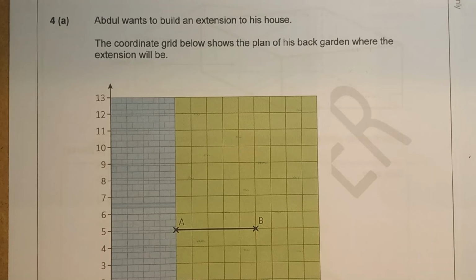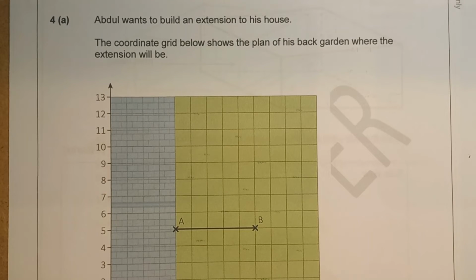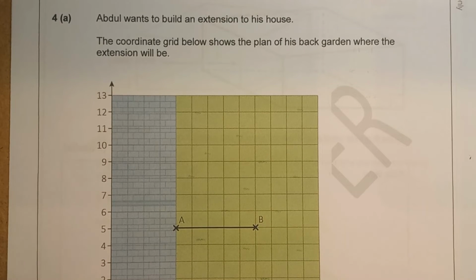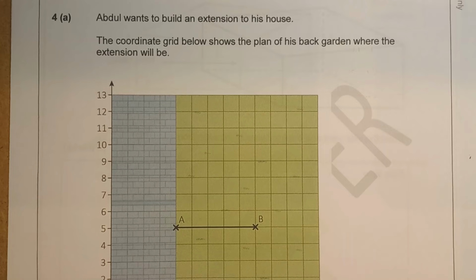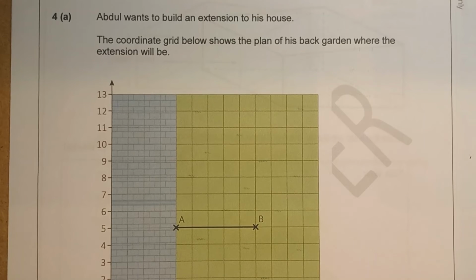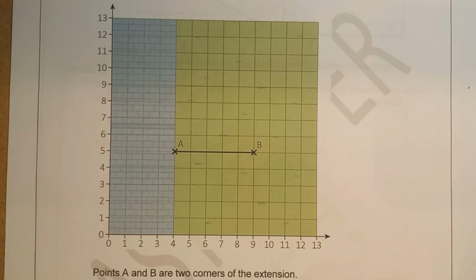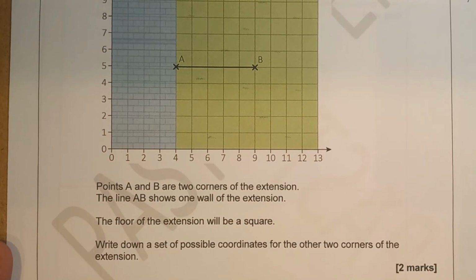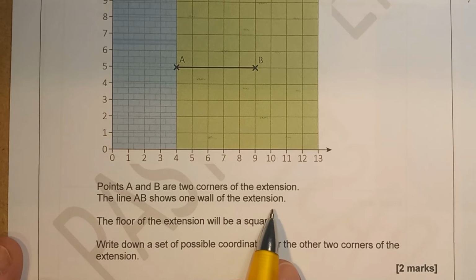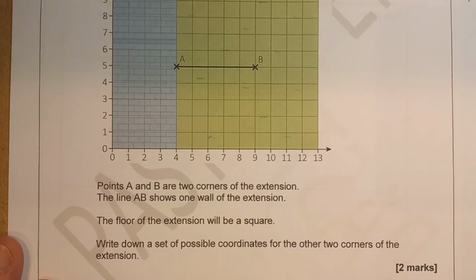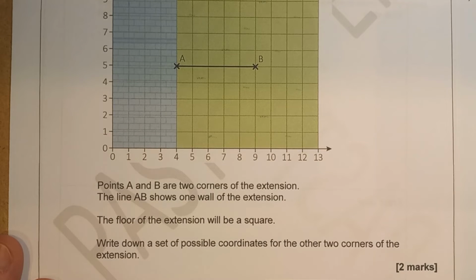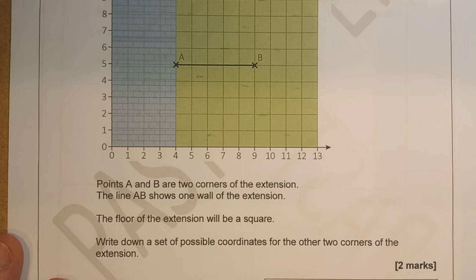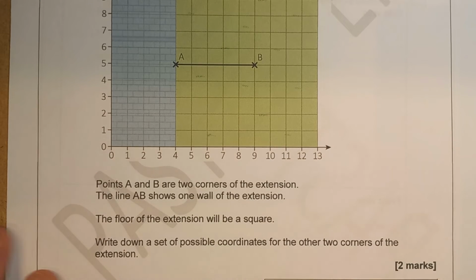4a. Abdul wants to build an extension to his house. The coordinate grid below shows the plan of his back garden where the extension will be. Move this up. Points A and B are two corners of the extension, to here and here. Let's move it up further. The line AB shows one wall of the extension. Right. The floor of the extension will be a square. Write down a set of possible coordinates for the other two corners of the extension.